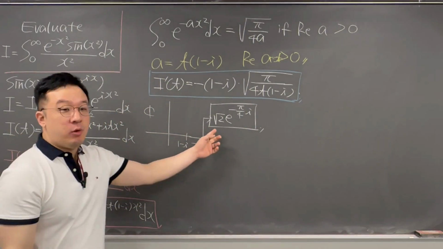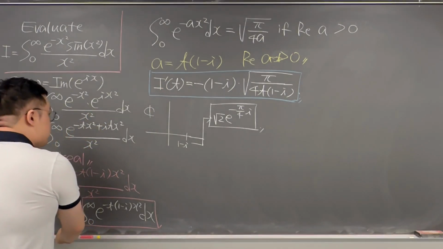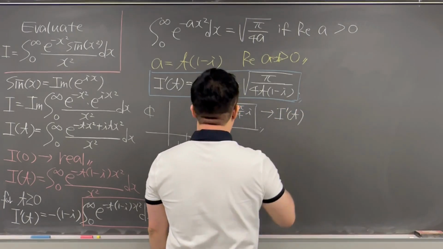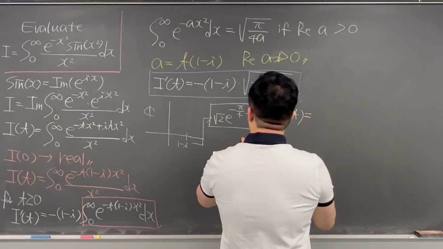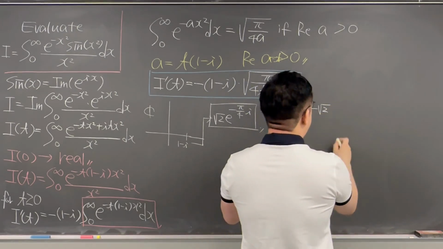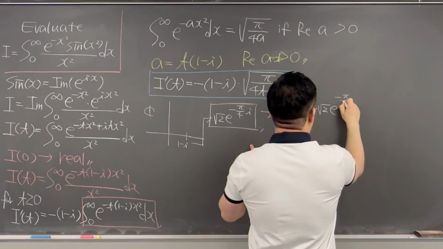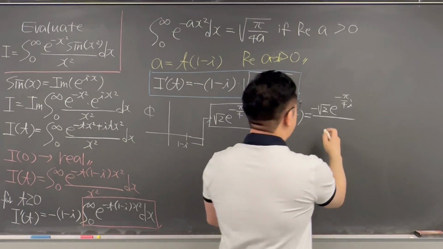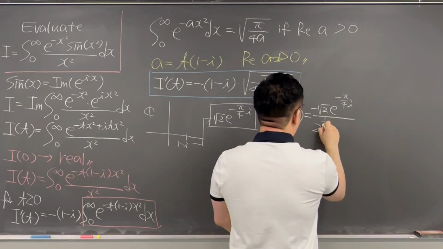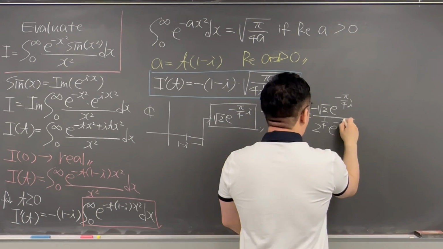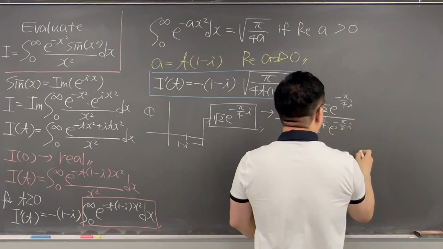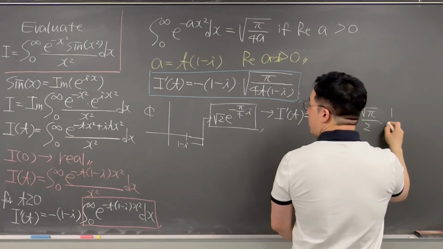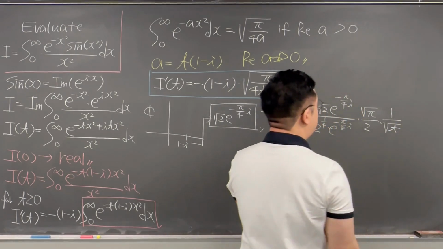So that's why, using this, we can rework this I prime of t. So let's use this to rewrite this I prime of t. I prime of t is just going to be equal to negative square root of 2 times e to the power of negative pi over 4 times i, over your denominator, which has to be 2 to the power of 1 over 4, times e to the power of negative pi over 8 times i, then times the square root of pi over 2, times 1 over square root of t.